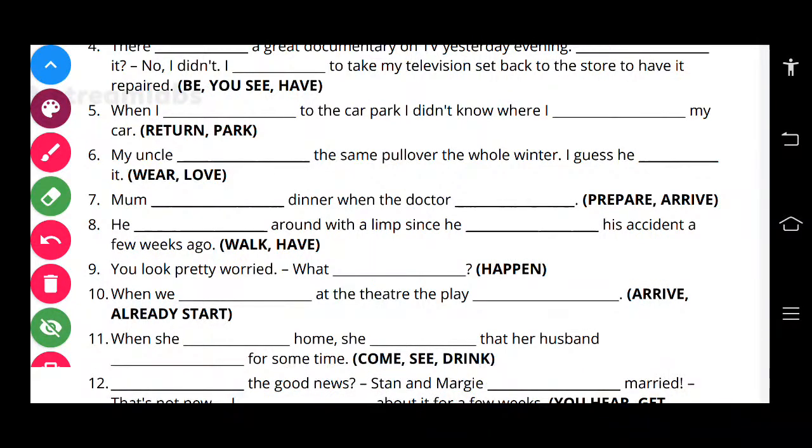Ninth one. Let us see the ninth one. You look pretty worried. What does happen? So after the blank, we were given a question mark. By this, we have to think that the sentence must be an interrogative sentence.